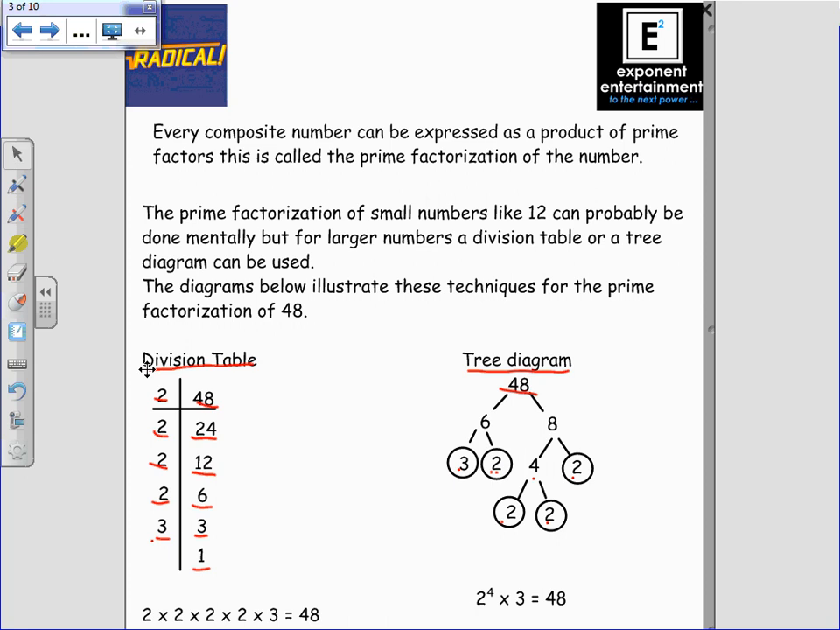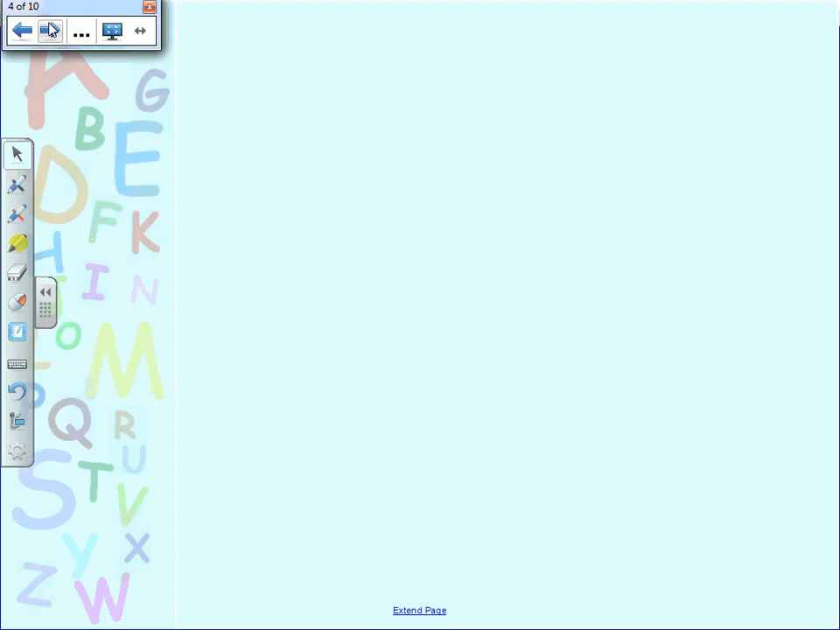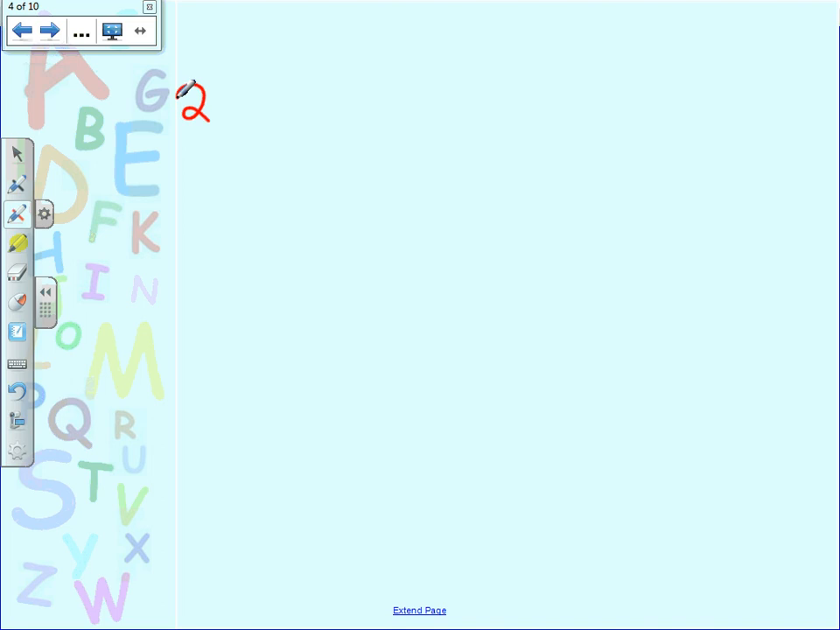Okay, let's do an example together. We'll do one doing the table and one doing the tree. Let's do 2,184. So we're going to give you numbers like this, that you aren't able to just know off the top of your head like you could with 6. So you have to break this down. Let's do the tree method first.